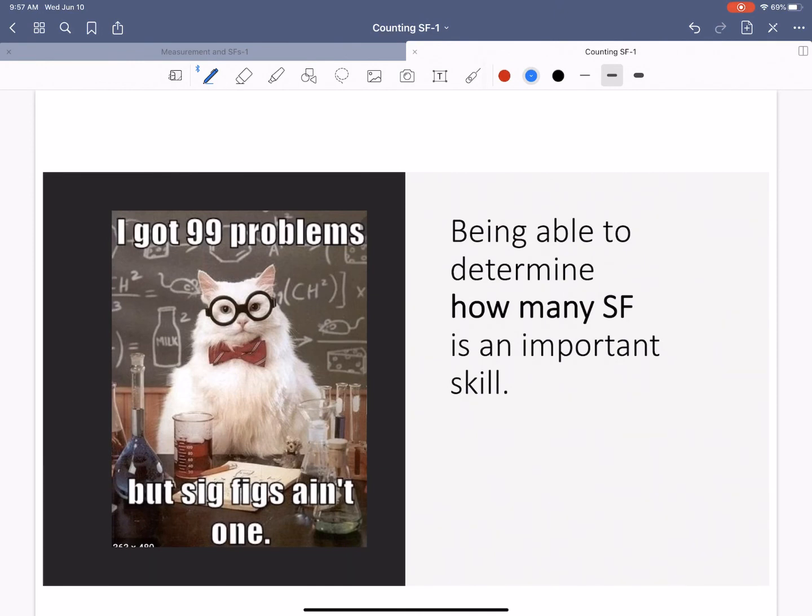Okay, being able to determine sig figs is an important skill. It's something that you will use throughout the semester and in your next class. It is one of those things where if you don't learn it at the beginning, you're going to keep losing a point and a point and a point, and at the end of the semester, you'll be kicking yourself. So if you have questions about sig figs, you definitely need to ask. Thank you for your time.